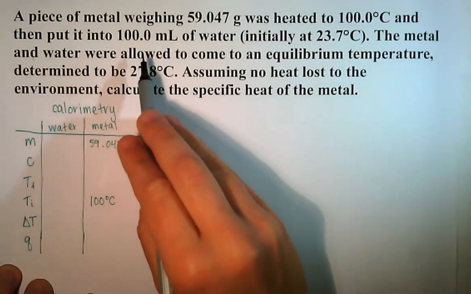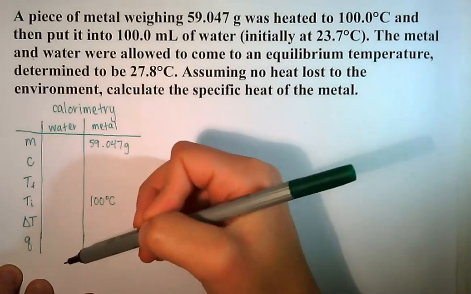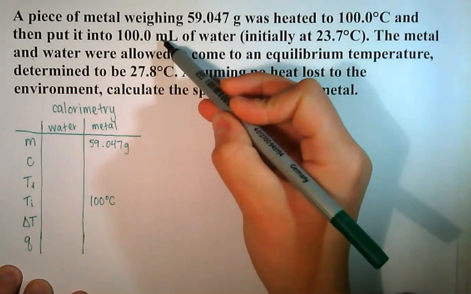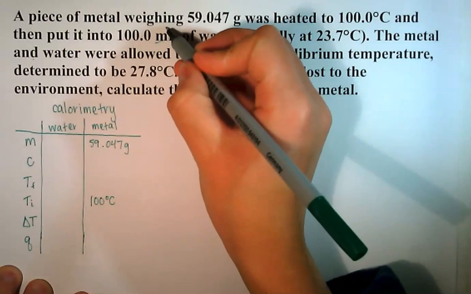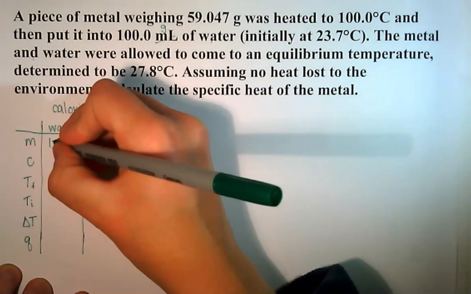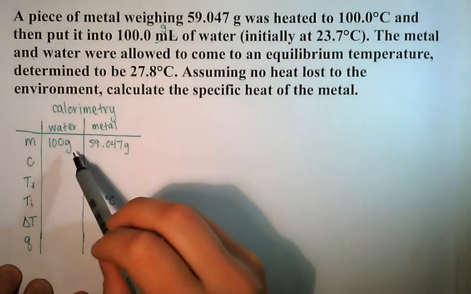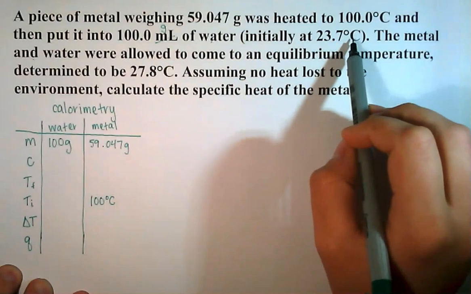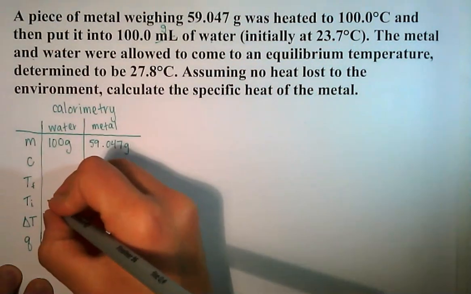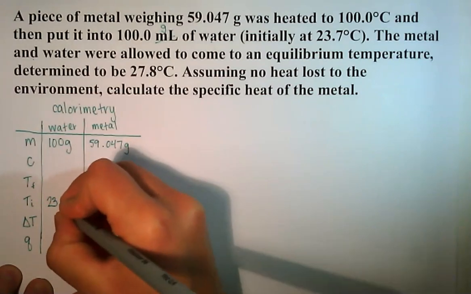And then put into 100 milliliters of water. Okay, so there's no mass of water given here, but we know that for water, 1 milliliter is the same as saying 1 gram. So if we have 100 milliliters of water, we also have 100 grams of water. Okay, so that's the mass of my water. The water was initially at 23.7 degrees Celsius. So that's my T initial, 23.7 degrees Celsius.